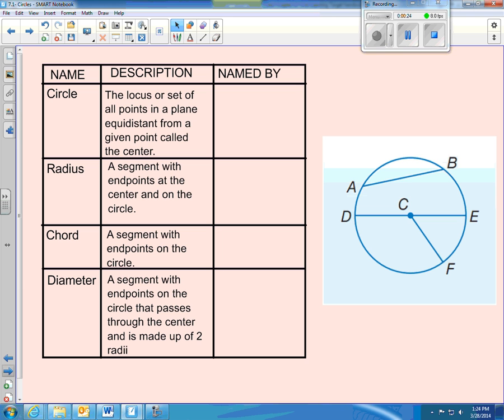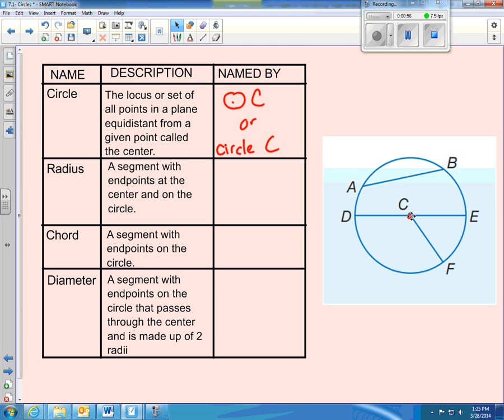A circle is the locus, or a set of all points in a plane equidistant from a given point called the center. A set of points is what a locus is, and equidistant means it's all the same distance from the center. So we have that picture there on the right-hand side. And our circle is always going to be named by its center point. So we're going to draw a circle and put a point and put C, or we can write out the word circle, C.